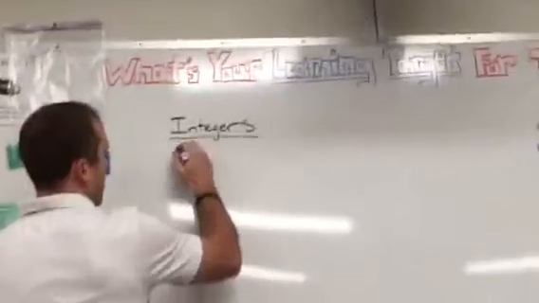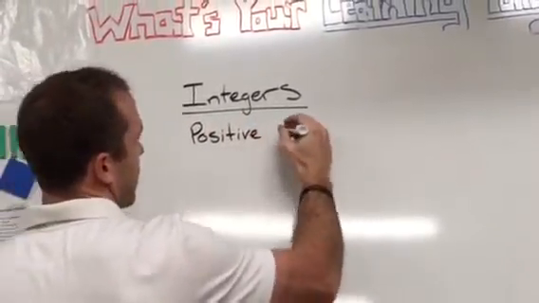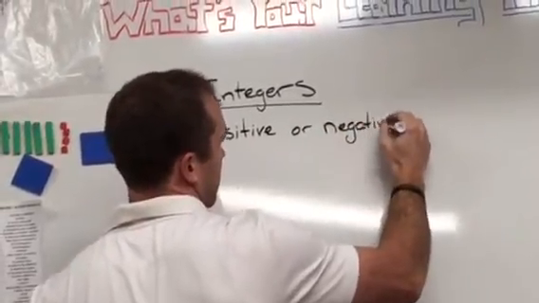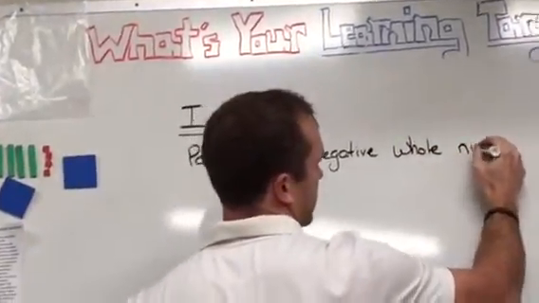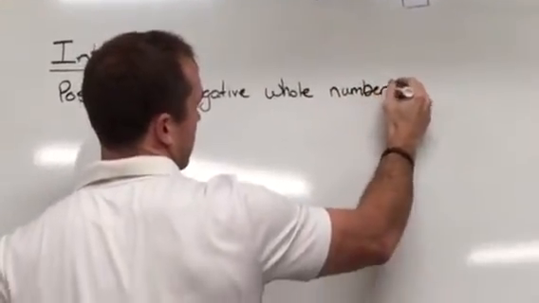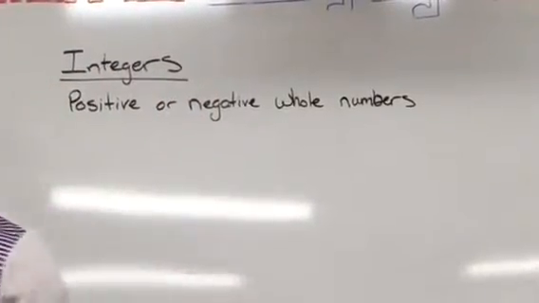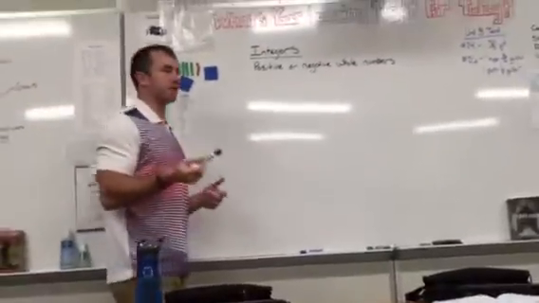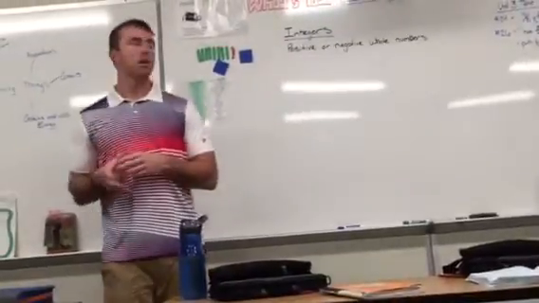So integers are positive or negative whole numbers. Now that doesn't mean a fraction and a decimal can't be negative, but they just aren't classified as integers if they are fractions or decimals. Okay? Alright.